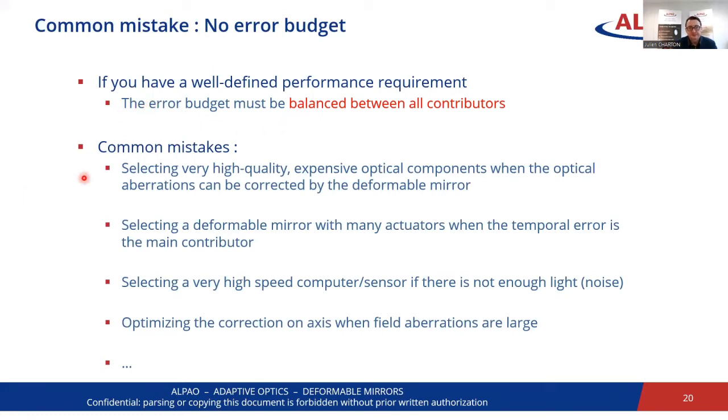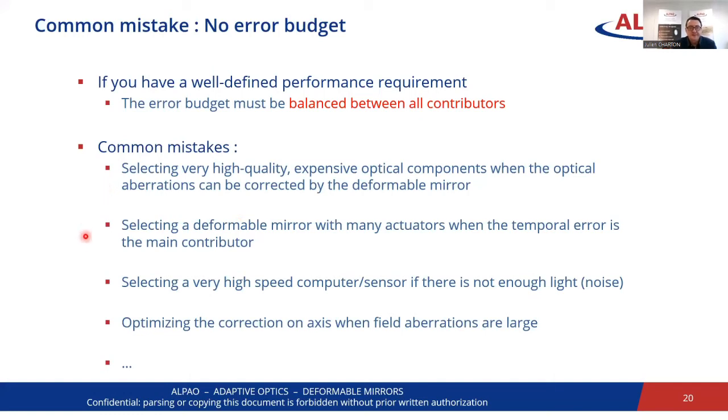So for example, some residual error may come from the optical components or static aberration inside your system. And this is a way also to balance your budget. Because if you have an adaptive optics system, if you have a deformable mirror, it may be completely useless to design a very, very fine optical setup and to select expensive optical components if you can correct the aberration using the deformable mirror. So this is the first thing to keep in mind.